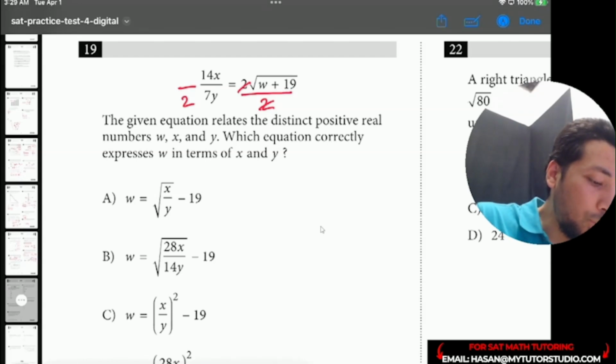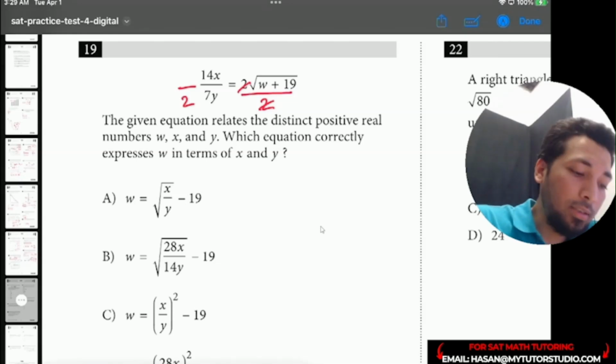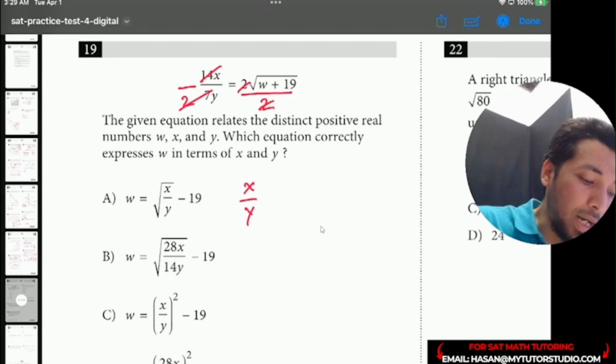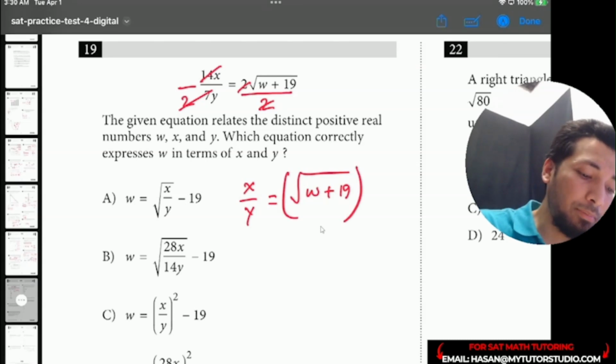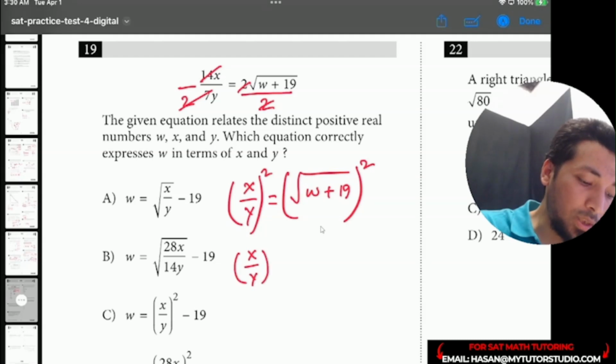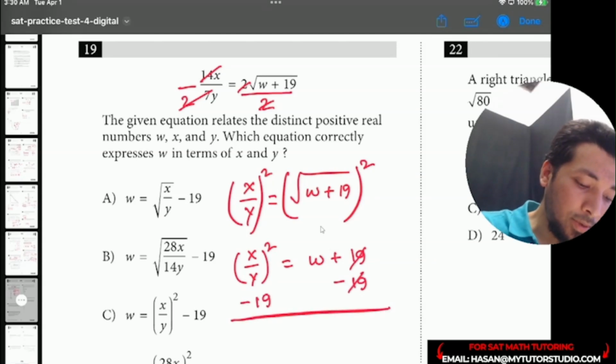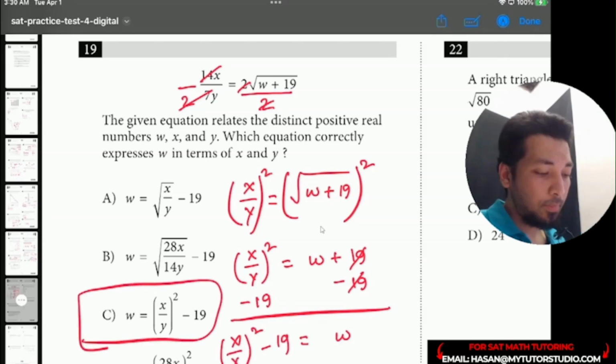Now we see that 2 times 7 is 14. So 14 and these two numbers will just cancel out. We have x over y is equal to square root of w plus 19. Now I can get rid of this square root by simply squaring both sides. So we have x over y whole square is equal to w plus 19. Now subtract 19 from both sides. We are getting w is equal to x over y whole square minus 19. That's option number C. Perfect.